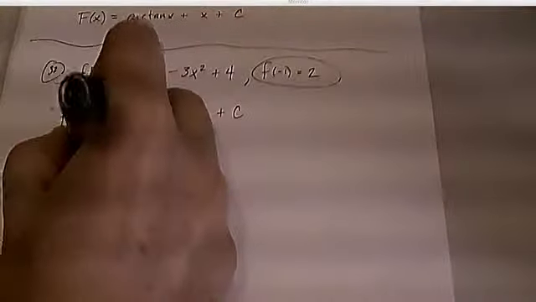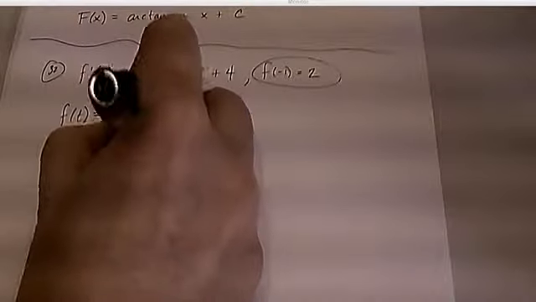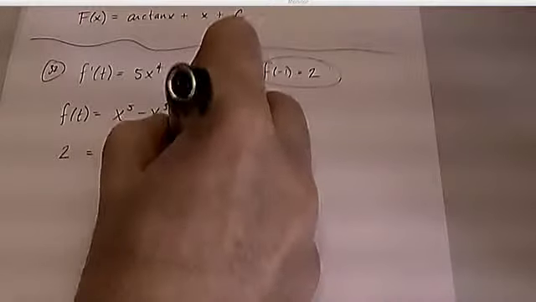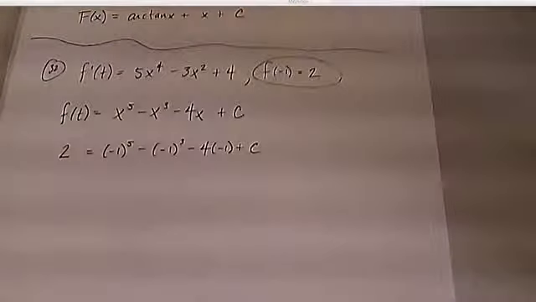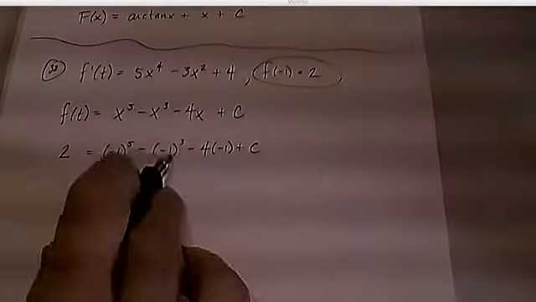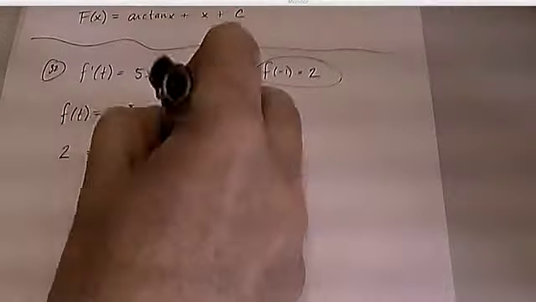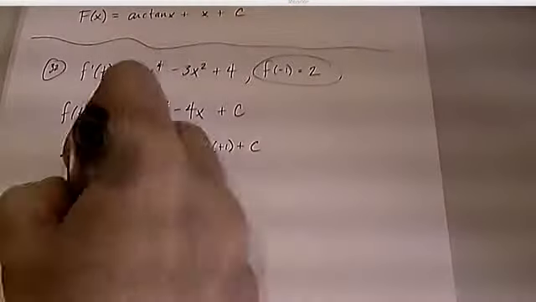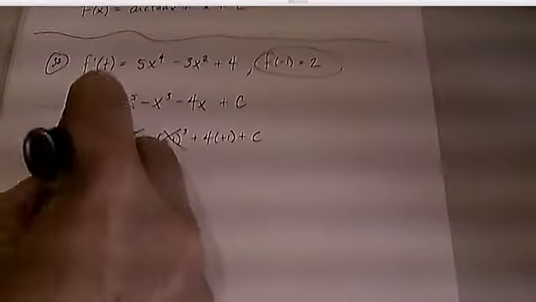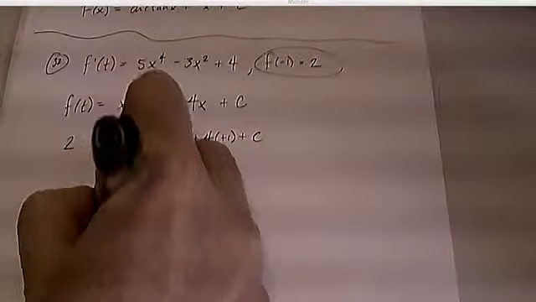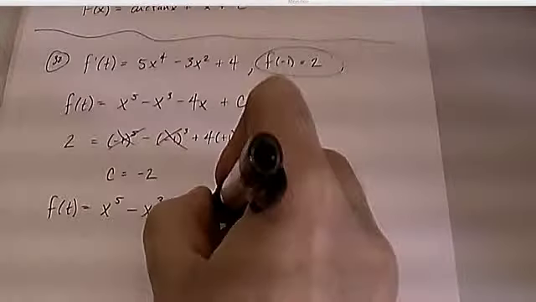So the output is 2 when the input is negative 1. Well, that's going to be negative 1, minus a negative 1, so those two terms cancel out. This is going to be positive 4. So c is obviously negative 2. And with the initial condition, I can surmise that the original function is that.